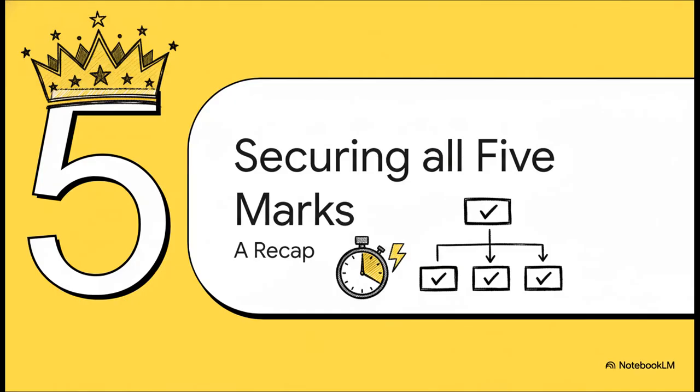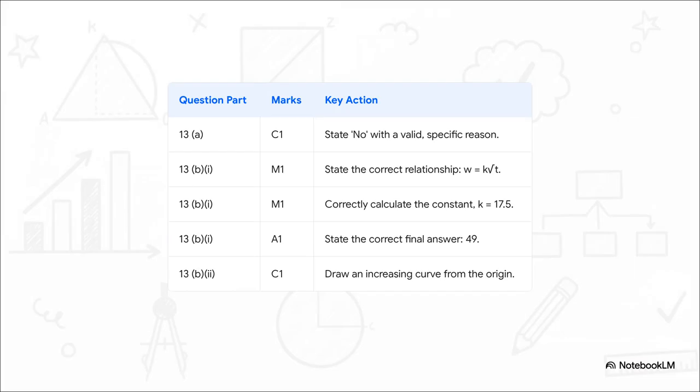And that's it. We've taken apart every single piece of question 13. Let's do a super quick recap of how to lock in all 5 of those marks one by one. See, it's all laid out right here. Every single mark is tied to a very specific action you have to take: giving that reason for no, writing the formula, finding K, getting the final answer, and then drawing the correct shape. It really is a clear checklist for success.